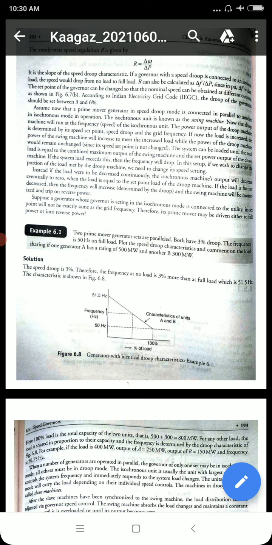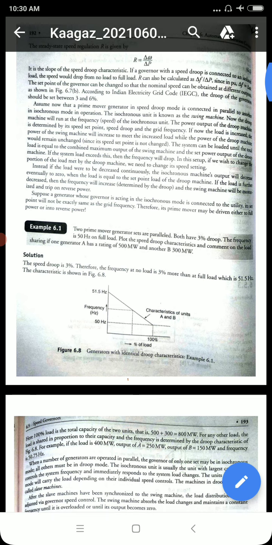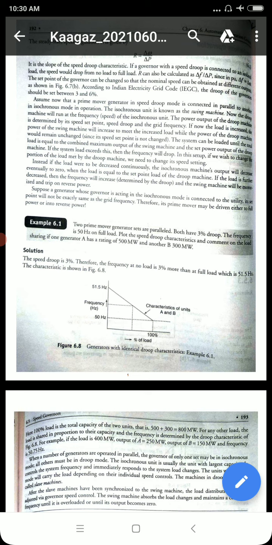So both have a 3% droop here. So the frequency at no load is 3% more than the full load. If it is given as 50 hertz, 3% more means it is 51.5 hertz. So both A and B characteristics are the same because both have the same droop. Instead of putting the actual values of the load, we have taken the loads percentage-wise. We can call it 100%.